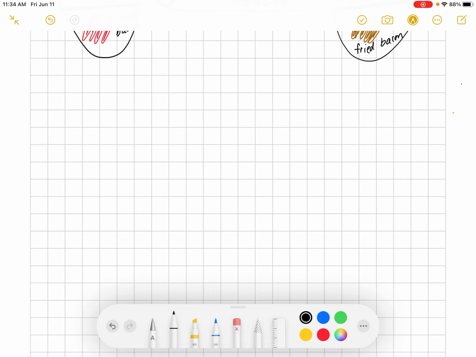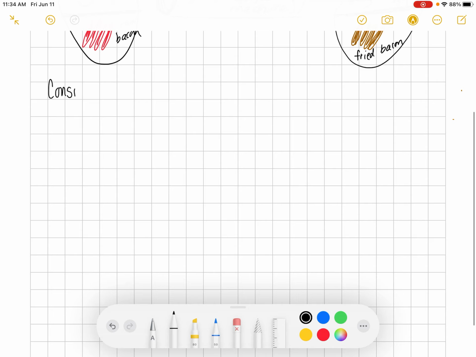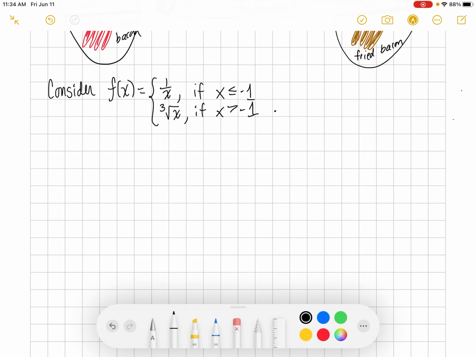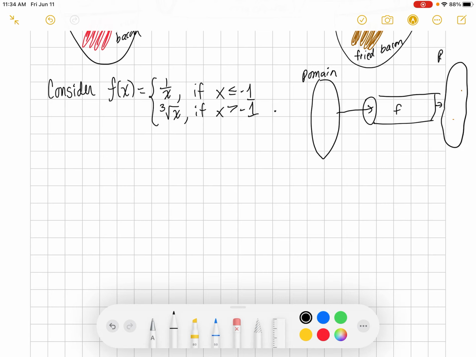So let's look at, for example, a piecewise function. Let's consider the following piecewise function. One over x, if x is less than or equal to negative one, and the cube root of x, if x is greater than negative one. So here's the idea. Over here I have my domain. I'm gonna plug stuff into this function called f. And out the other side is going to be my outputs, my range.